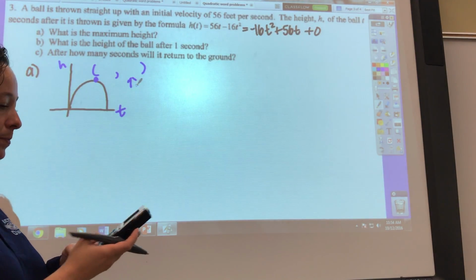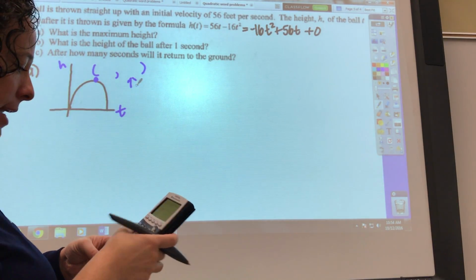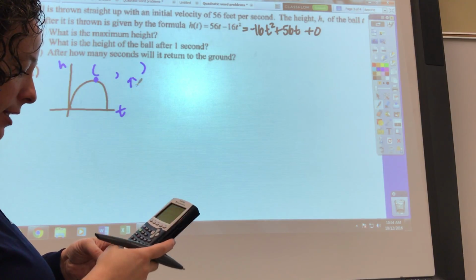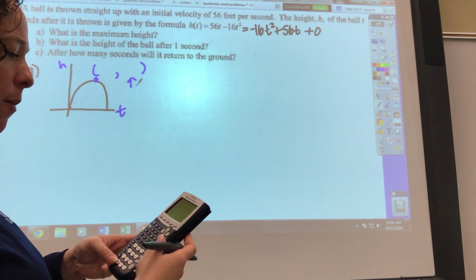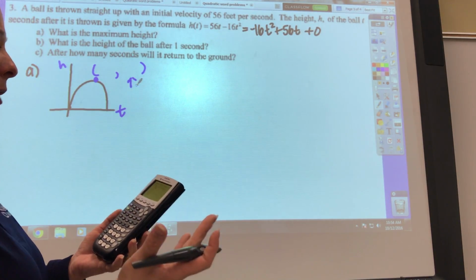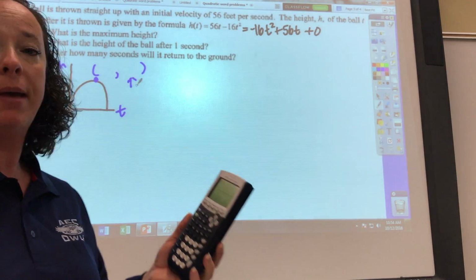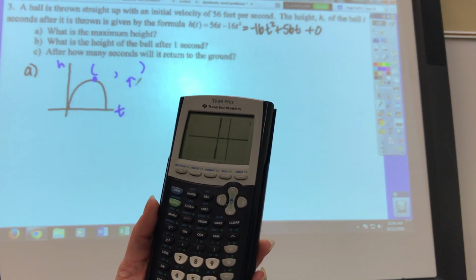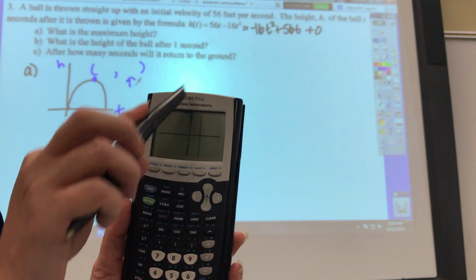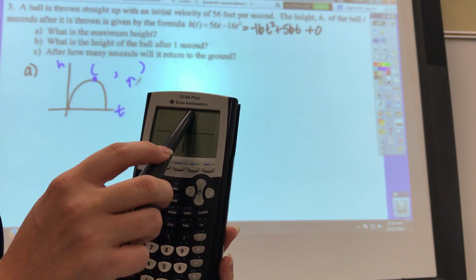So I go to Y equals, clear out what's in there, negative 16x squared plus 56x. I'm going to clear out Y2. I don't need that. I'm going to hit zoom 6 so we're on the same page. So I zoom 6 and there it is. I can see where the parabola goes up and comes back down, but I actually need that high point.